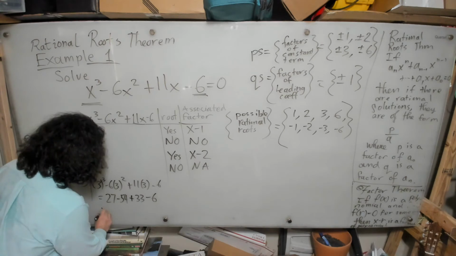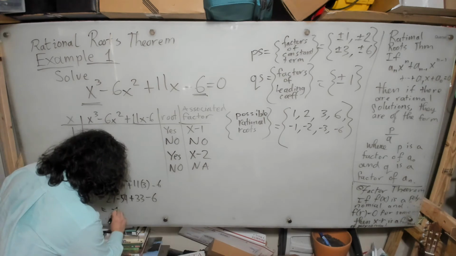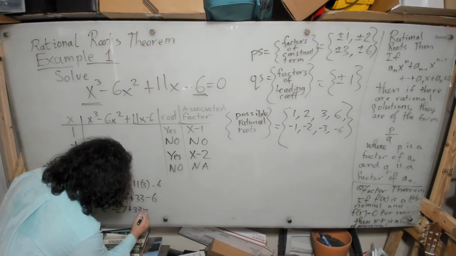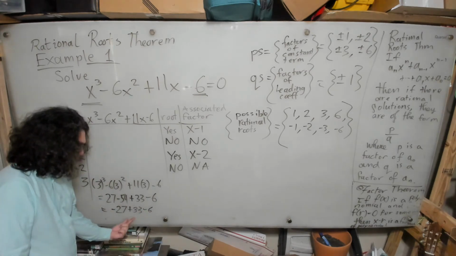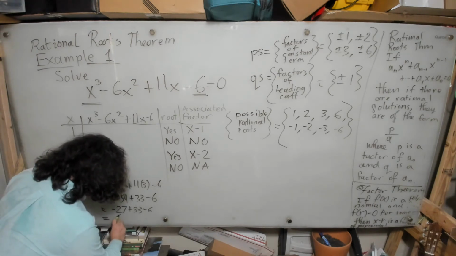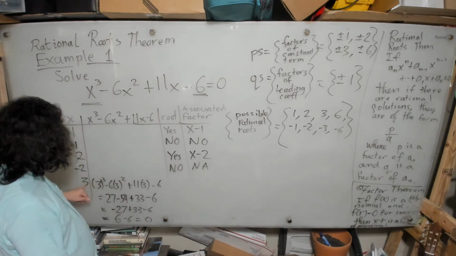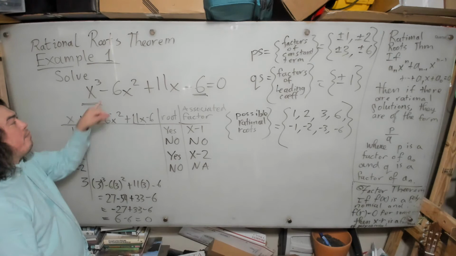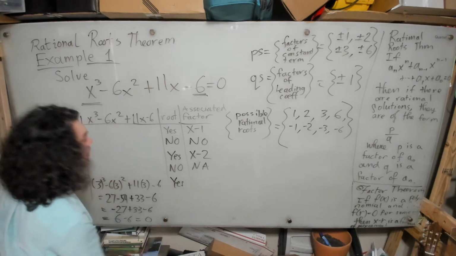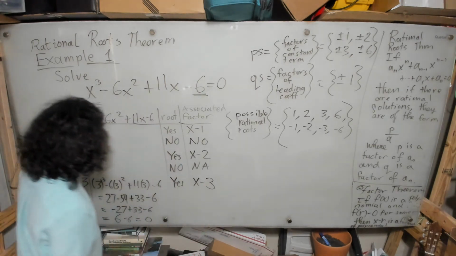Okay? What is 27 minus 54? That's -27. Okay? And then I bring down my plus 33 and I bring down my minus 6. What is -27 plus 33? That's actually +6. So I end up with 6 minus 6. What is that? That's 0. So this x value 3 makes this equation true. So I can say here, yes, it is a root, and the associated factor is x minus 3, right?